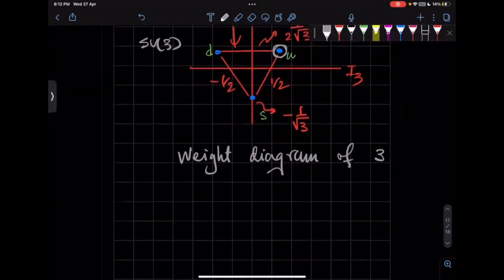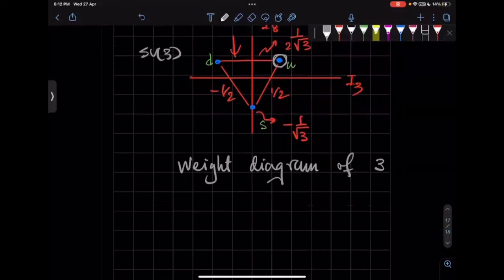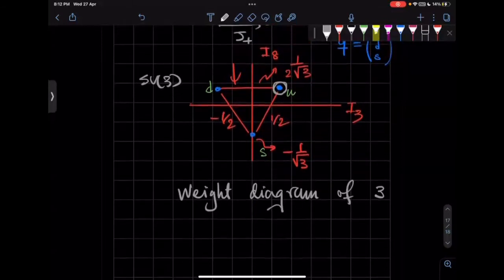Can someone tell me what the anti-fundamental representation would look like? Just your intuition. Upside down triangle. Exactly, because all the particles will become their antiparticles, so the quantum numbers will get flipped.